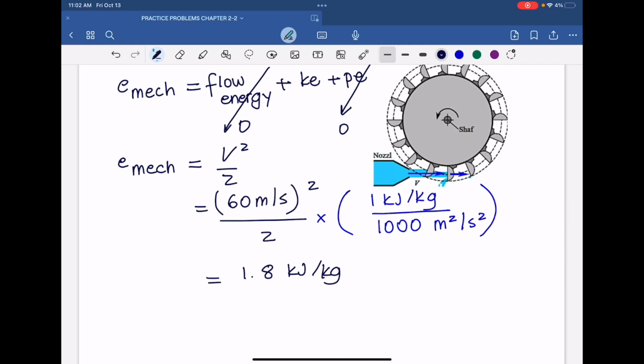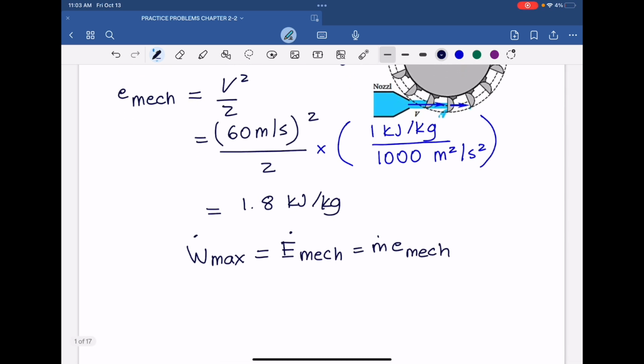Therefore, the maximum power potential is equal to the rate of mechanical energy. In other words, mass flow rate times mechanical energy per unit mass. And mass flow rate is given to us, 120 kilograms per second. Mechanical energy we calculated.